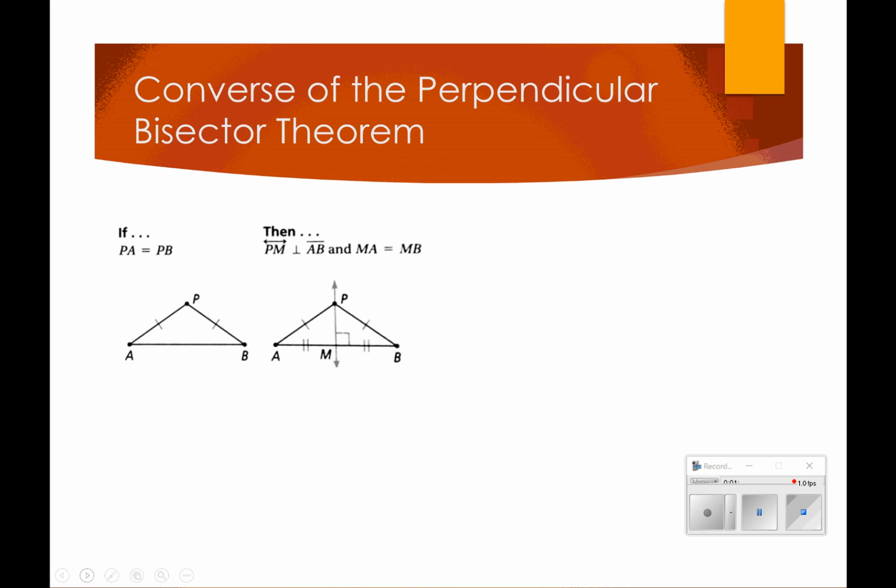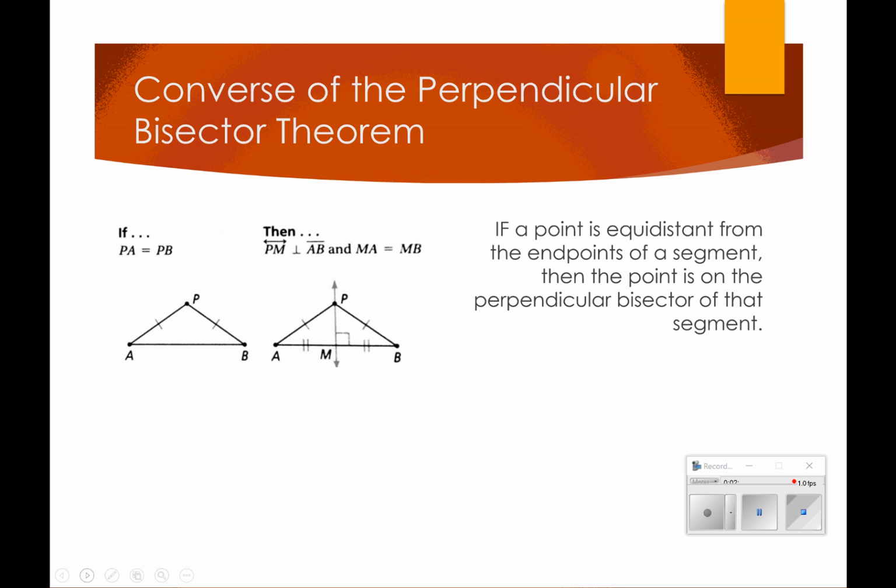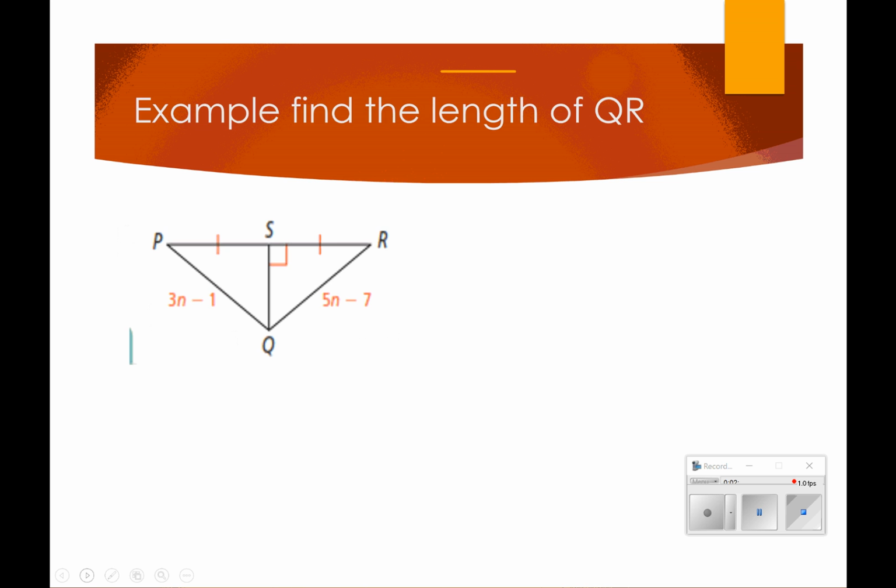The converse, remember in the converse, we switch the if and the then. So in this case, if PA is congruent to PB, then we know that PM is the perpendicular bisector of AB, and that MA is equal to MB. And again, here it is in words. If a point is equidistant from the endpoints of a segment, then the point is on the perpendicular bisector of that segment. Okay, so there's the converse and the original conditional.